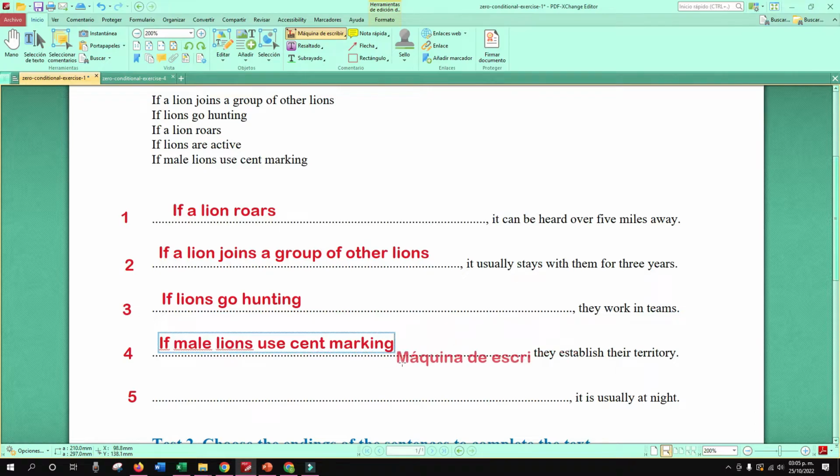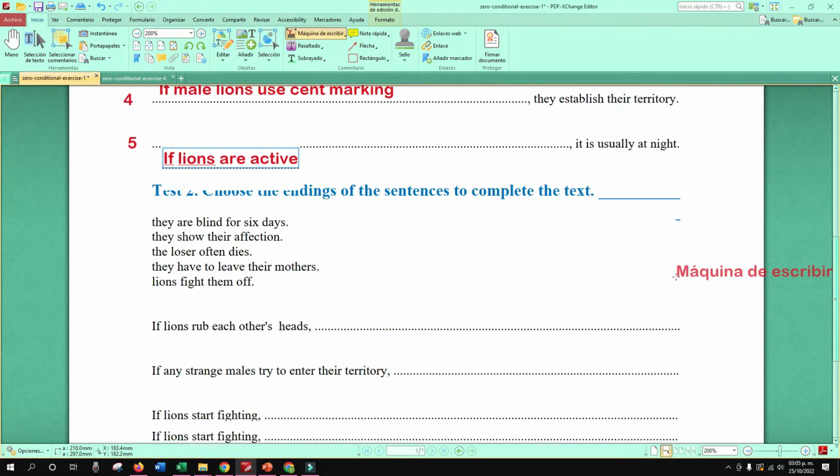So that will be the correct one, Mr. Davy. Thank you. And the last one, okay, is teacher. Nice. If lions are active, it is usually at night. Bueno, usualmente si los leones están activos, despiertos, andan merodeando por ahí, ¿verdad? Usualmente es por la noche. Okay? So, let's do the other ones.